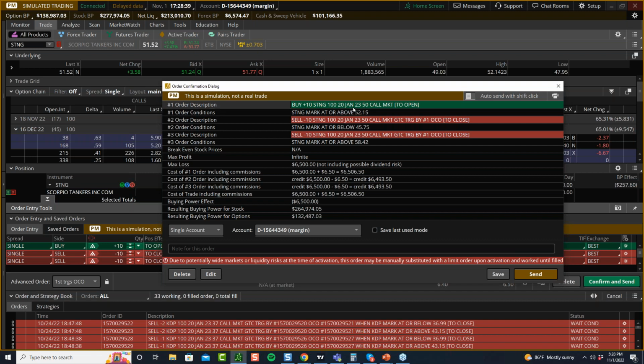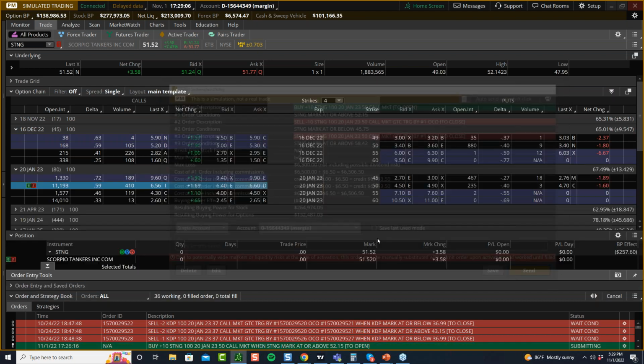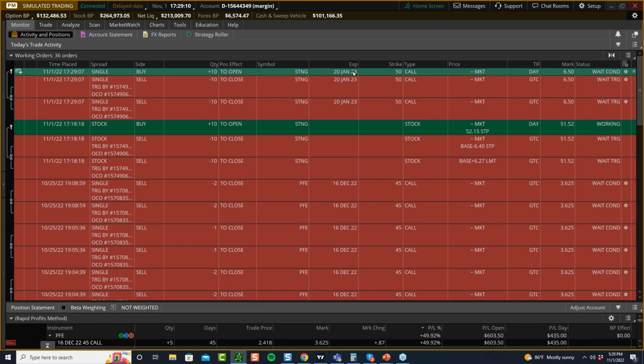Here's my expiration, on the condition that STNG marks at or above 52.15. I say Sting, but it's Scorpio, okay, but STNG marks at or above 52.15, right? That's what I got from my stock chart. If it goes live, if it triggers, then I've got my 2 closing orders sitting there, automatically done. Automatic. So now, same process here, I've got an option trade set up.